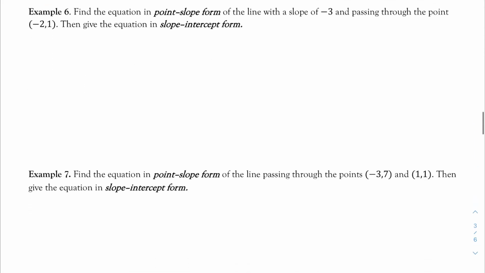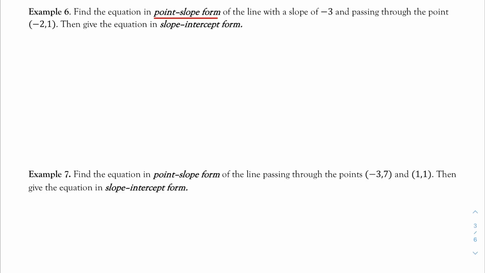Example 6 says, find the equation in point-slope form of a line with a slope of negative 3 and passing through the point negative 2, comma 1. And then I want you to give me the same equation but in slope-intercept form afterwards.